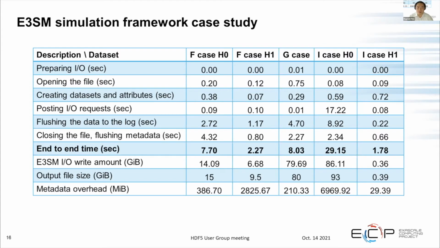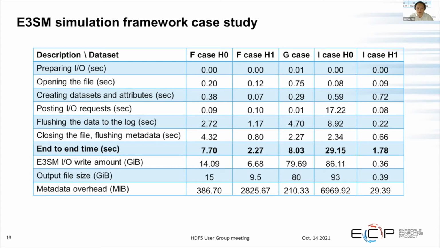The posting time for the first I case file, which is H0, is very high considering that no actual I/O is performed in the H5Dwrite. The reason is a large number of datasets and records that translates to more than 130,000 H5Dwrite calls. The flush time is the time the log VOL writes the data to the log, including the creation of the dataset for the data and other synchronizations.